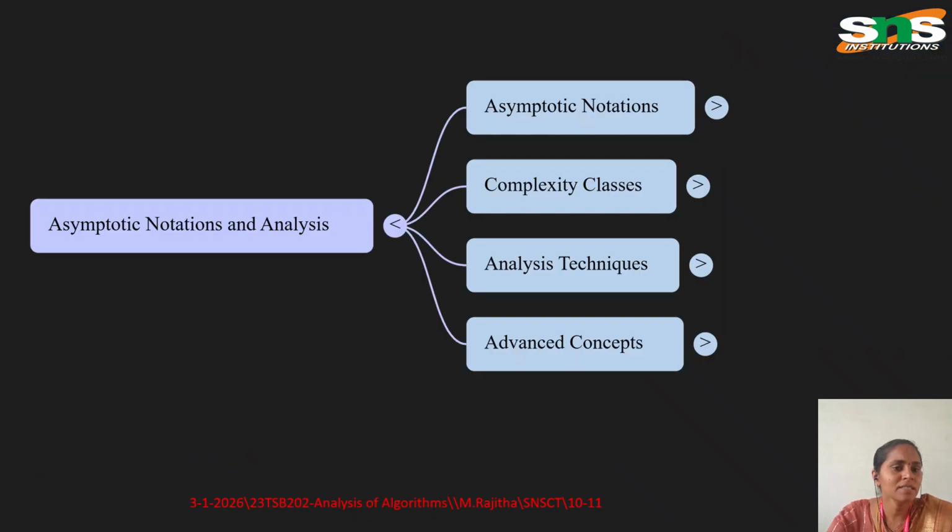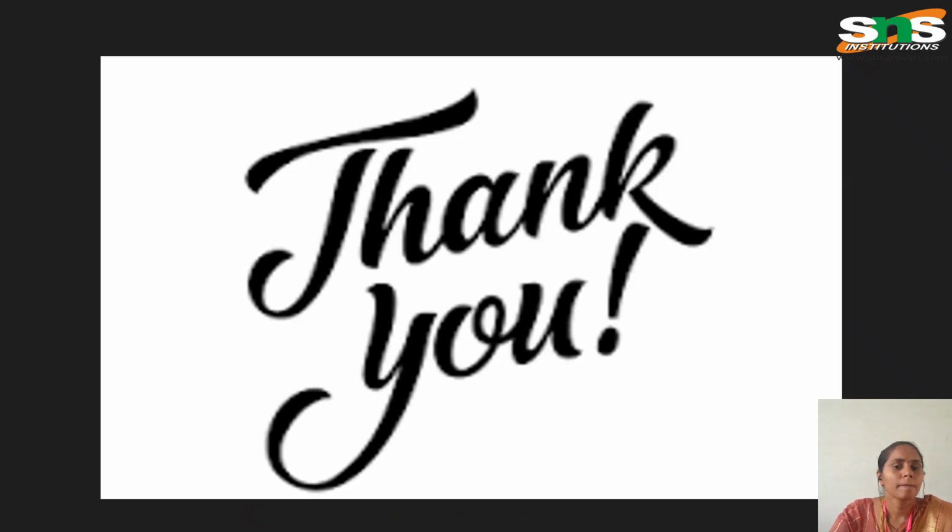This is the mind map for asymptotic notation. Asymptotic notations are essential tools in algorithm analysis. They help compare algorithms, predict scalability, and ensure efficiency. By understanding Big O, Omega, Theta, and their properties, developers can design reliable and high performance systems. Mastering these concepts is a foundation for advanced computer science and real world software development.